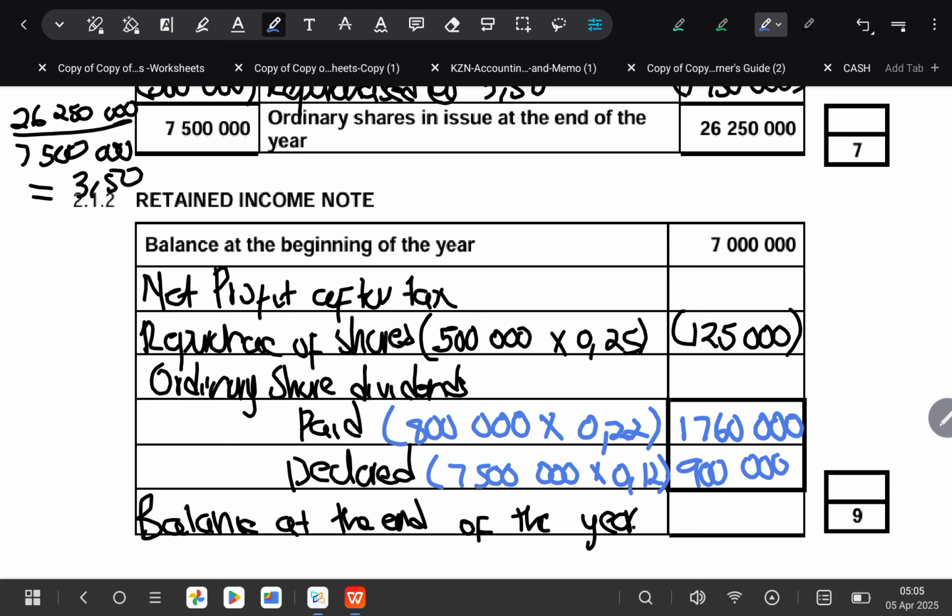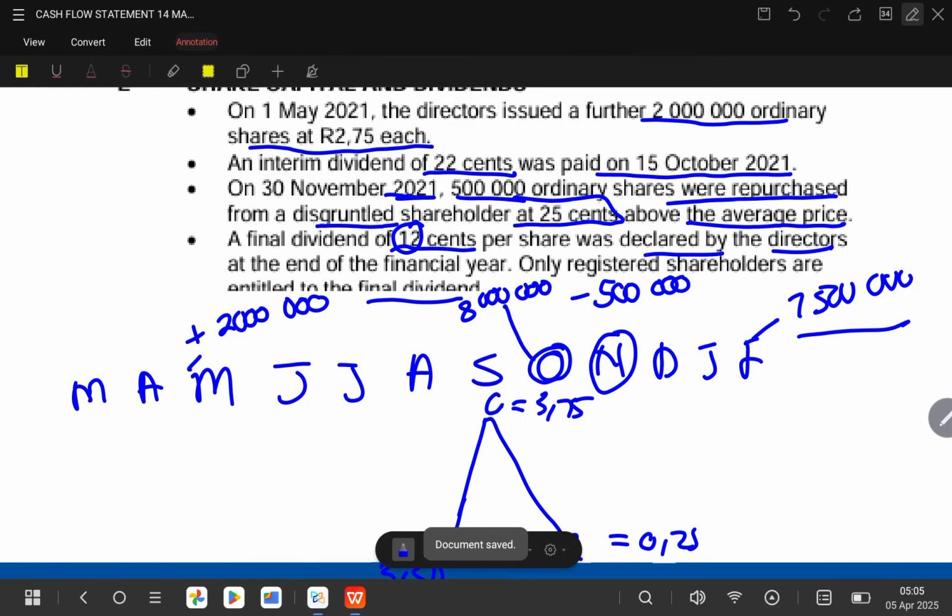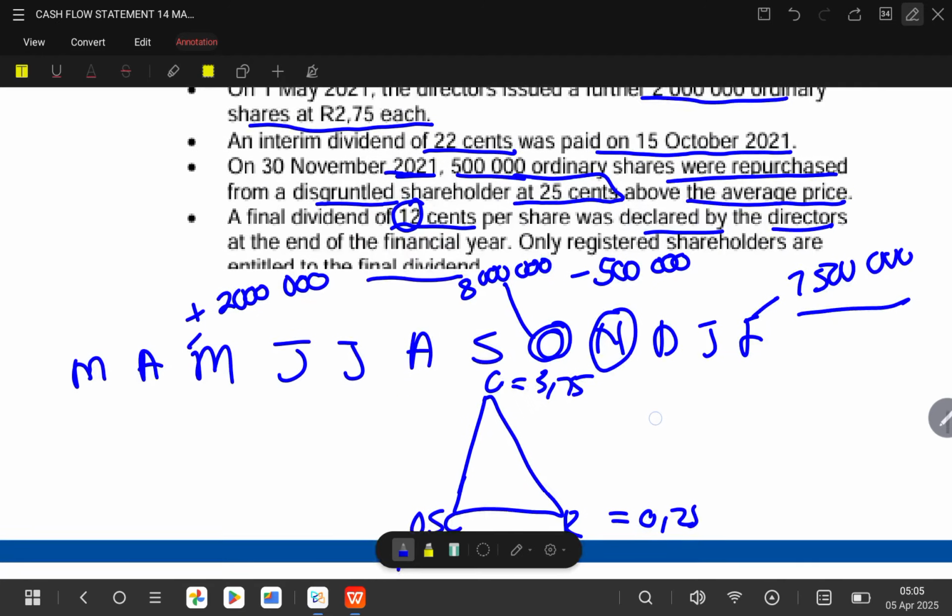Now that 900,000, what we are going to do, we will say 1,760,000 plus 900,000, then it is giving us 2,660,000. Okay, 2,660,000, and then after that we need to get our net profit after tax. So let's hear what they are saying with regards to that.